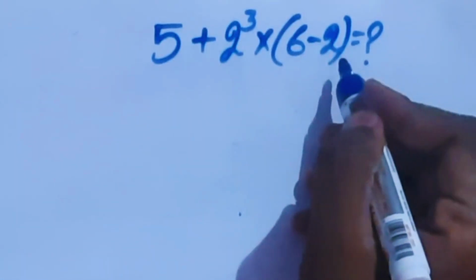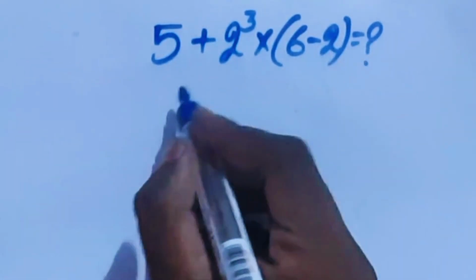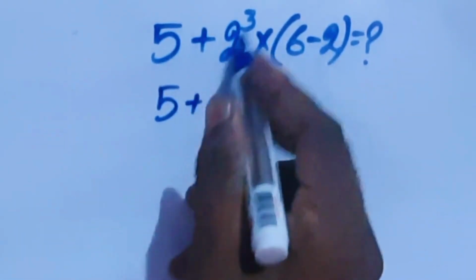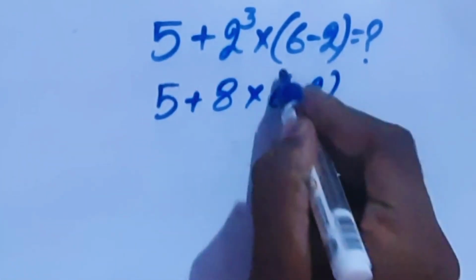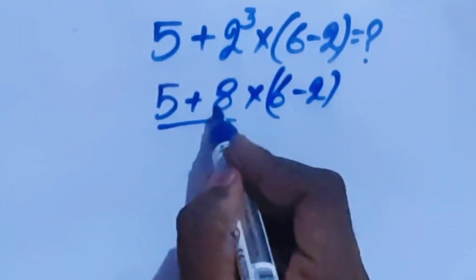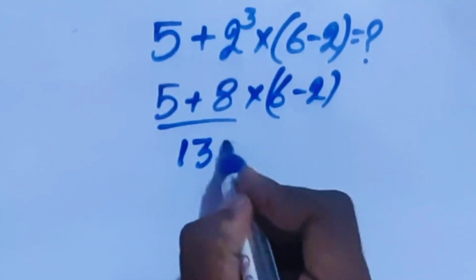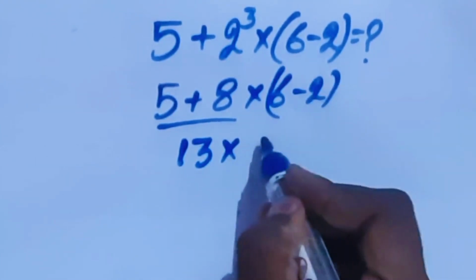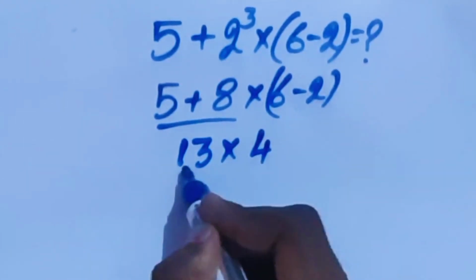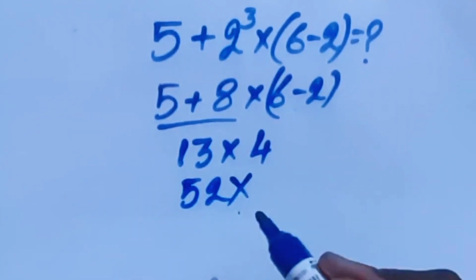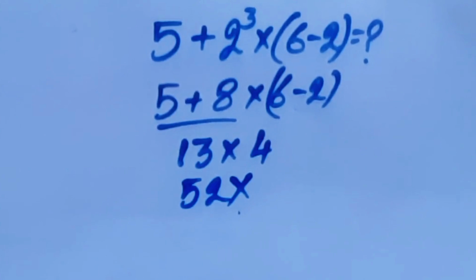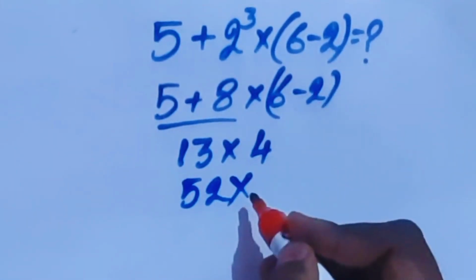Hi guys, most of them get the answer 52 for this problem in the wrong order. Here, 5 plus 2 power 3 is 8, times 6 minus 2 in brackets. Here, 5 plus 8 is 13, times 6 minus 2 is 4. Here, 13 times 4 is 52, which is the wrong answer as per the order of operations PEMDAS.